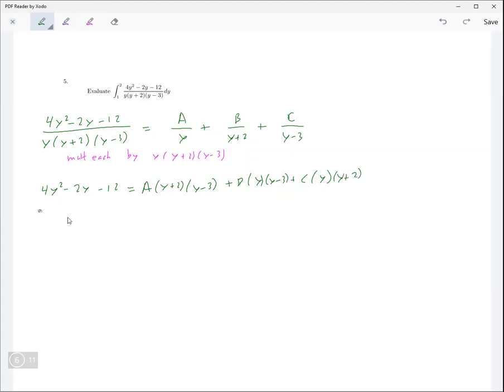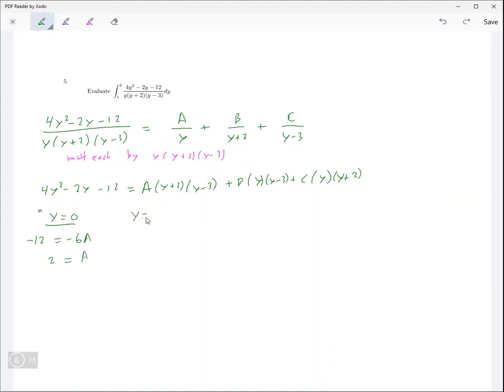Okay, and then you choose strategic values. So if I set y equal to 0, then that wipes this one and that one out, and it makes this a, and it makes the left-hand side -12, and the right-hand side will be, this will be 0 plus 2, so that's going to be 2 times -3, that's -6a. So that means that a is going to be 2.